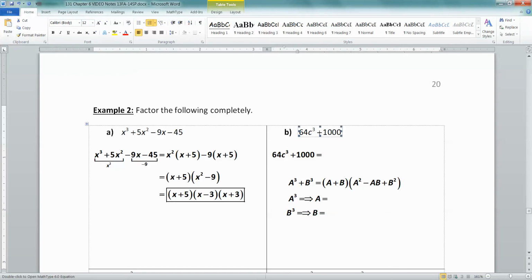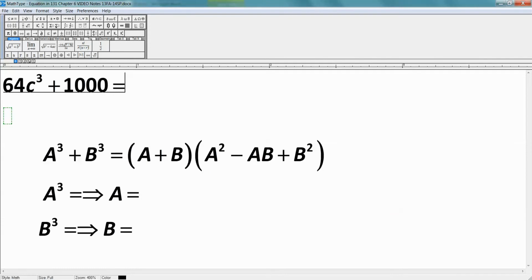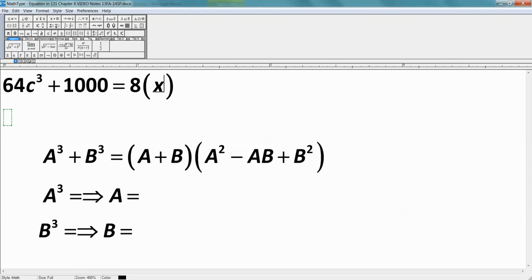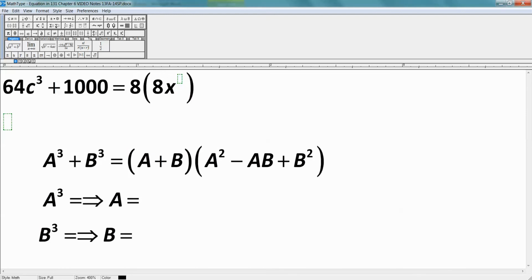All right, so now let's move on to another cube one. Everybody loves those. So we have 64c cubed plus 1,000. All right, so 64 and 1,000, those are both even numbers, so right away you know 2 goes into them. But remember, you want the greatest common factor. And the greatest common factor of 64 and 1,000 is 8. So we'll take 8 out, and that leaves us, let's see, 8c cubed plus 125.